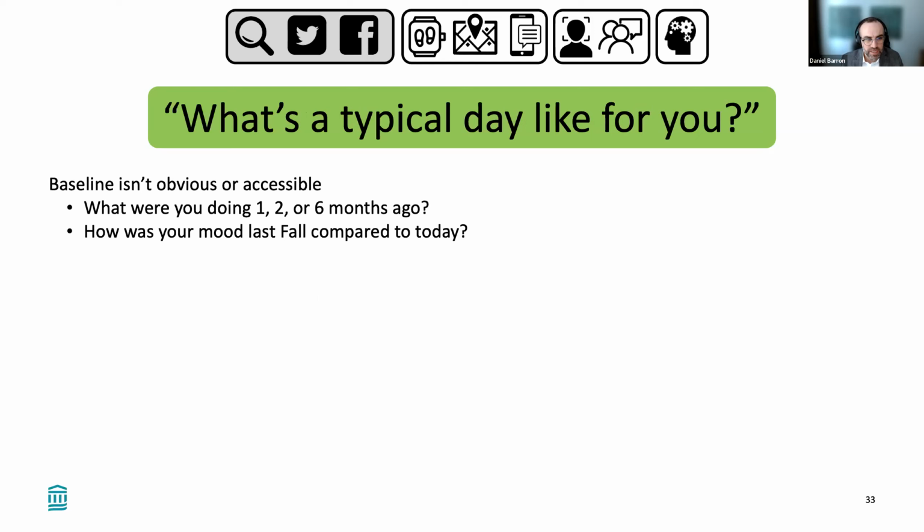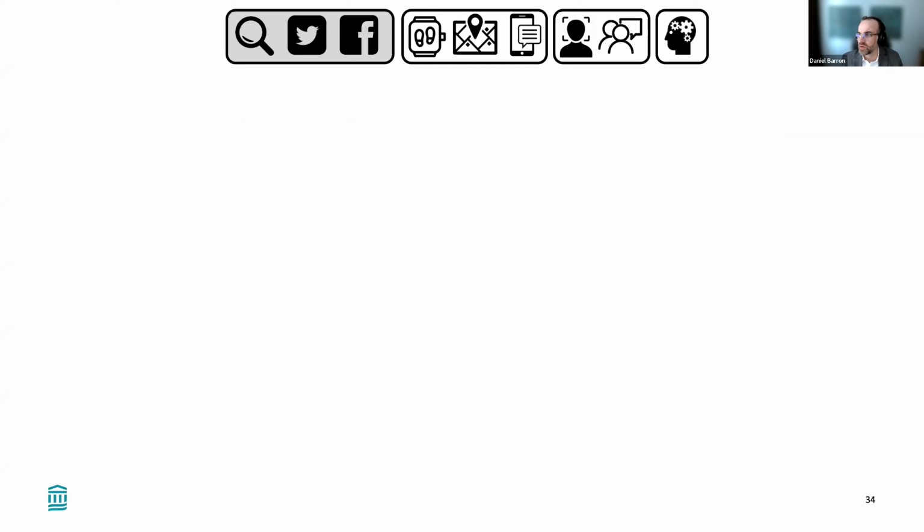Other things that we can understand from these data are, what is someone's baseline? What were they doing, what were they up to a month or 2 or 6 months ago? Which are questions that aren't obvious. If I were to reflect on what my mood was like last fall compared to today, specifically a given day last fall, or summarize it over last fall, it would be very hard to answer that, especially in patients who don't realize that something is wrong.